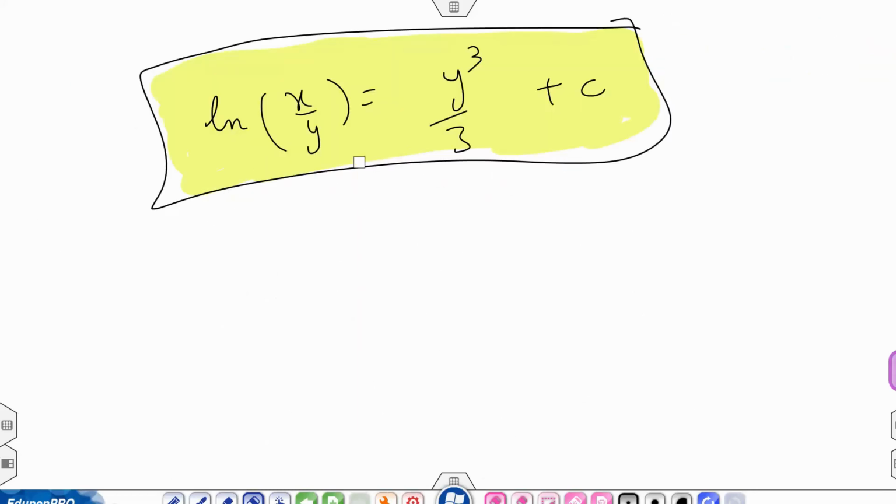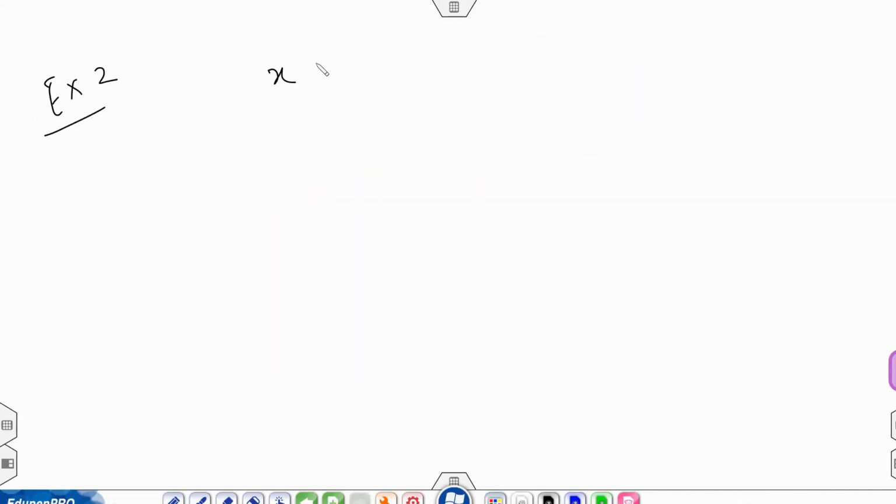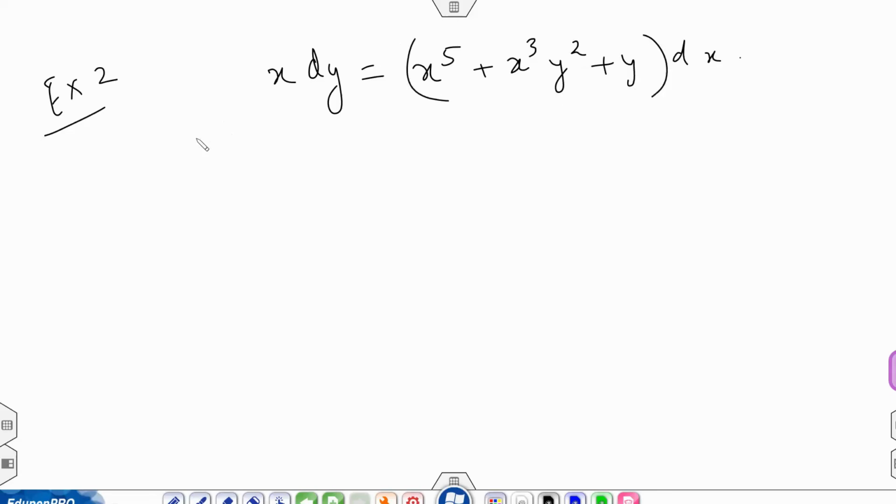Now let us do a few more examples by this inspection method. You have this differential equation and you want to solve it by the inspection method. Just by observation you need to solve. There are no other steps to follow for the inspection method. You have to observe, manipulate the expression, and then see how we can find the total derivative of a few terms.